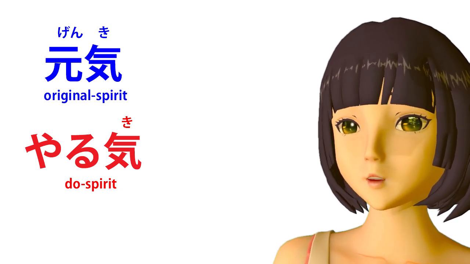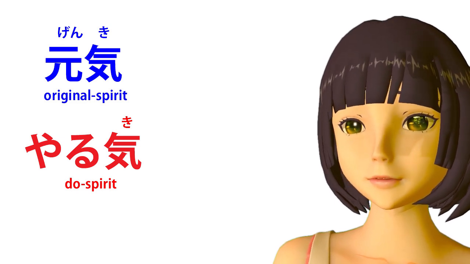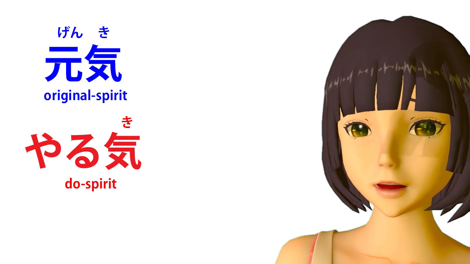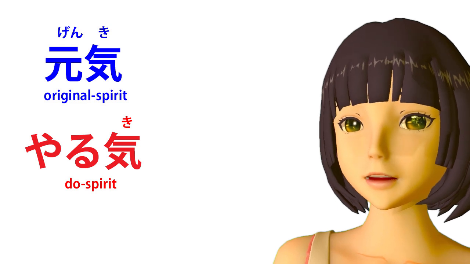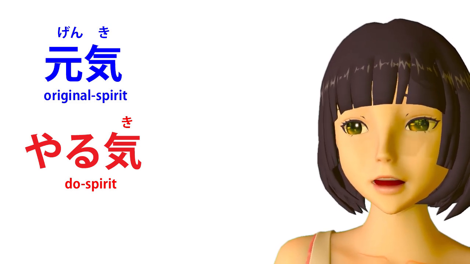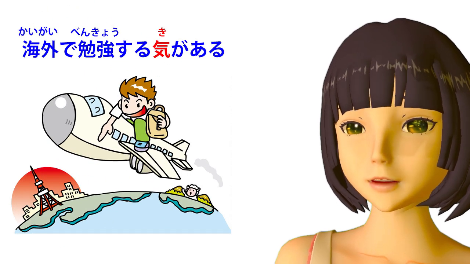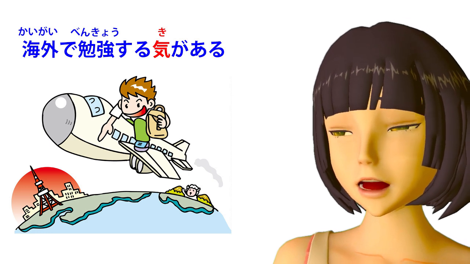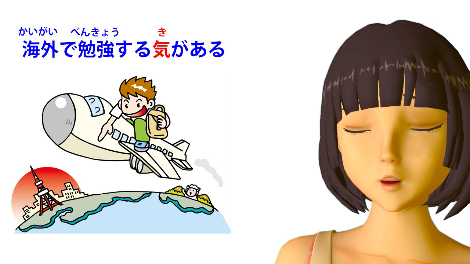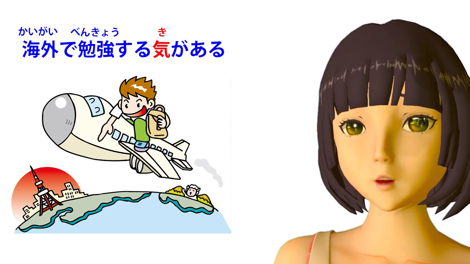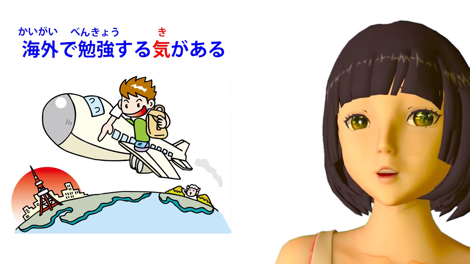Yaruki is the will to do something. So it's the do spirit, get up and go spirit. And this kind of ki is not our basic ki that, in a sense, remains constant within us. It's a particular ki, the ki to do a particular thing. So we might say, Kaigai de benkyou suru ki ga aru. And what we're saying here is that a particular ki exists in us, that is, the ki to study abroad. So in this sense, ki is the will or inclination to do a particular thing.